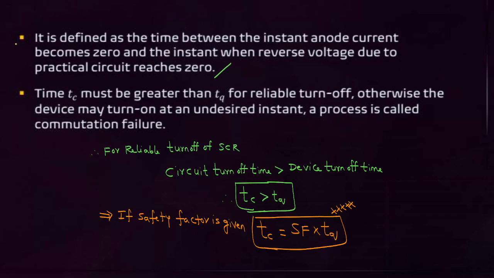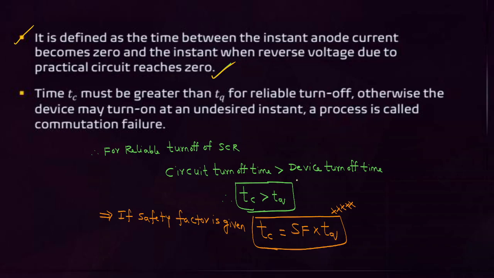And this is one more definition for circuit turn off time. It is defined as the time between the instant anode current becomes zero and the instant when the reverse voltage due to the practical circuit reaches zero. That is, up to what time we apply the reverse voltage across the device or SCR, that is nothing but circuit turn off time.